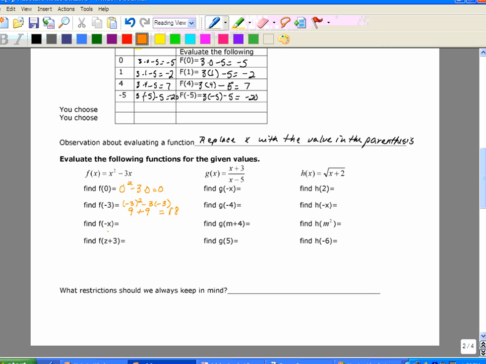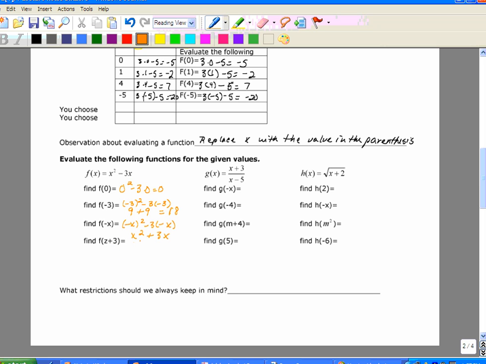F of negative x means everywhere you have an x, plug in a negative x. Instead of an actual number, we're plugging in an expression. Negative x squared minus 3 times negative x. Well, let's just play around with the signs. A negative x squared is going to end up being a positive x squared. Negative 3 times a negative x is a positive 3x, so we're just left with the expression x squared plus 3x.